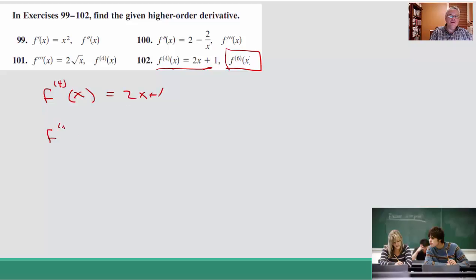So the fifth derivative would be the derivative of that, which is 2. And the sixth derivative would be the derivative of 2, which is 0. That was the easiest one all day.